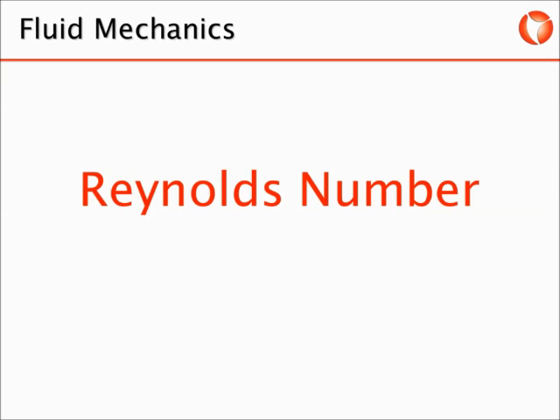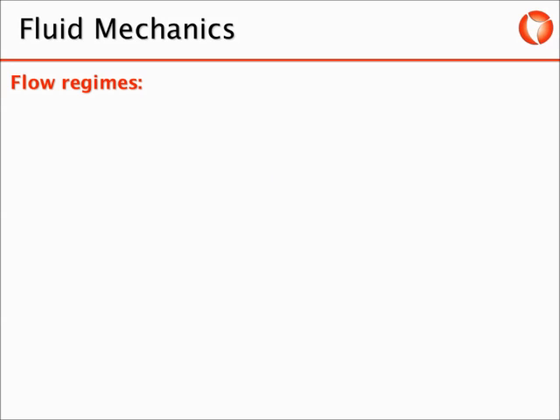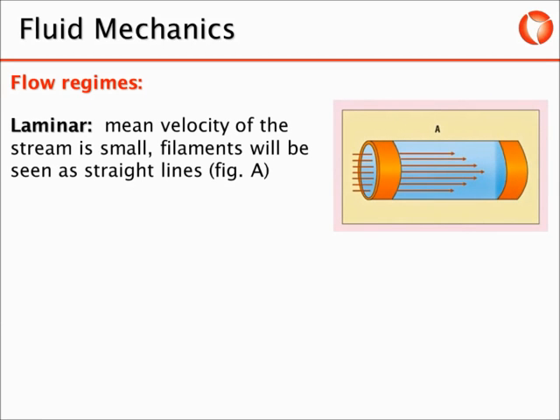Next, the Reynolds number and its importance will be explained. If small amounts of a colored fluid are injected in a water stream flowing through a glass pipe, and we observe the behavior of the colored filaments in the different areas after the injection points, the following will be seen. If the mean velocity of the stream is small, the colored filaments will be seen as straight lines, known as laminar flow.